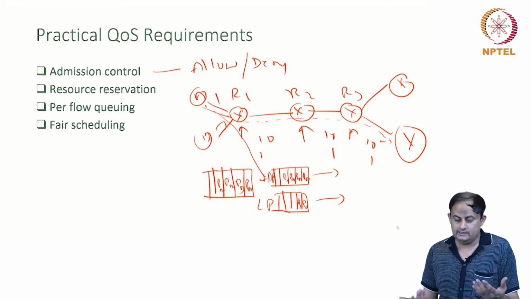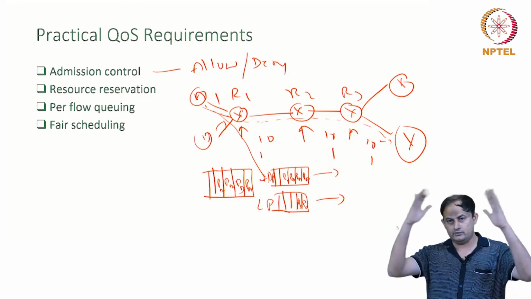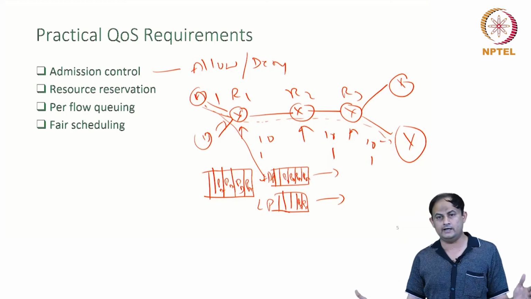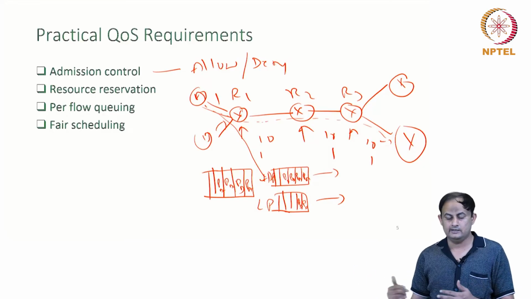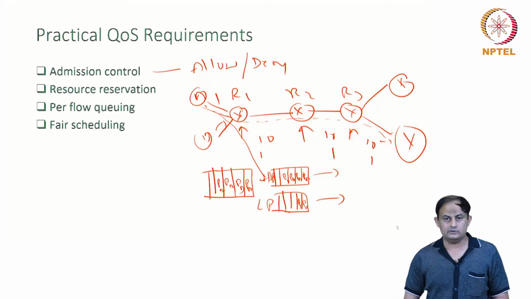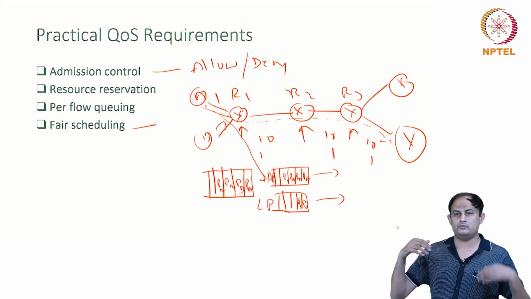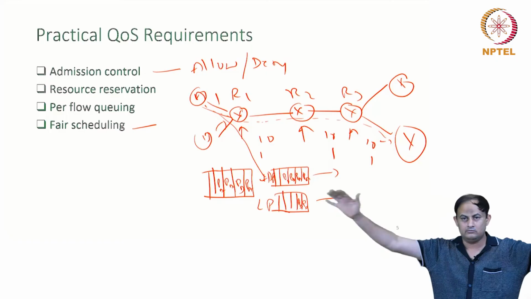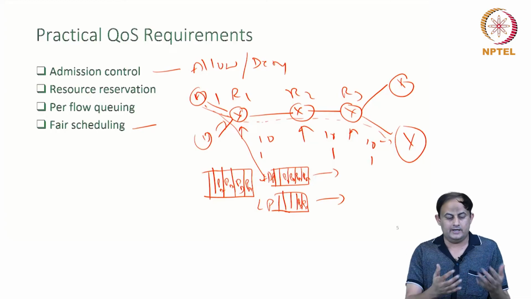B and X need not wait indefinitely in the network. Although I want to give some priority to A and Y, at the same time I don't want B and X to suffer indefinitely. So that brings us to the question, how do I actually differentiate? How do I become fair to all the users? Although A and Y got the priority, I don't want B and X to suffer either. So this is called fair scheduling.